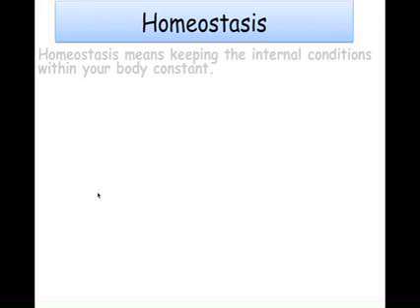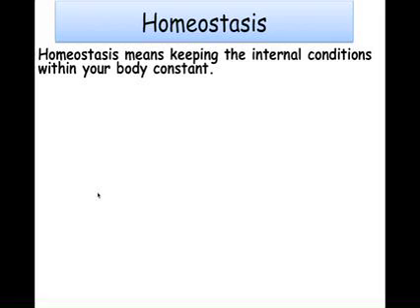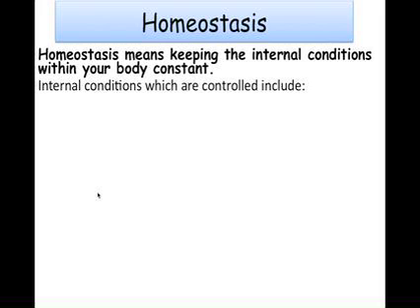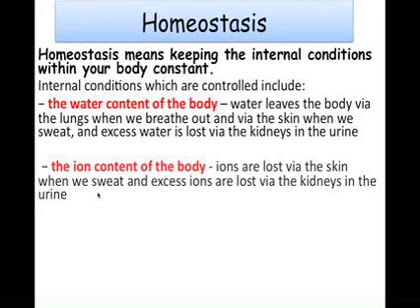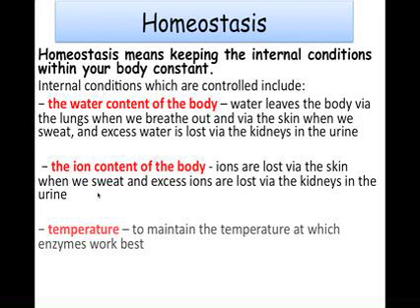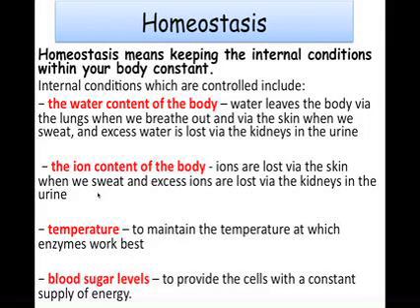Okay, simple. Now we're going to move on to a subject called homeostasis. The key thing you need to remember here is that homeostasis means keeping the internal conditions within your body constant. So keeping everything the same. There are 4 things that we need to really concentrate on keeping constant in our body. Can you think about what they might be? Okay, very well done. They are indeed the water content of the body, the ion content of your body, your temperature, and blood sugar levels.